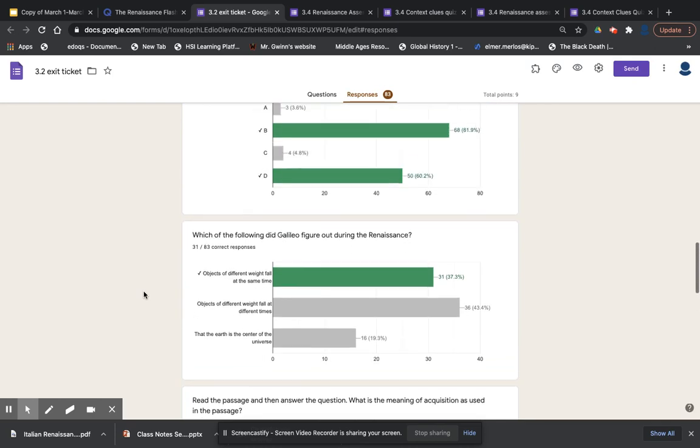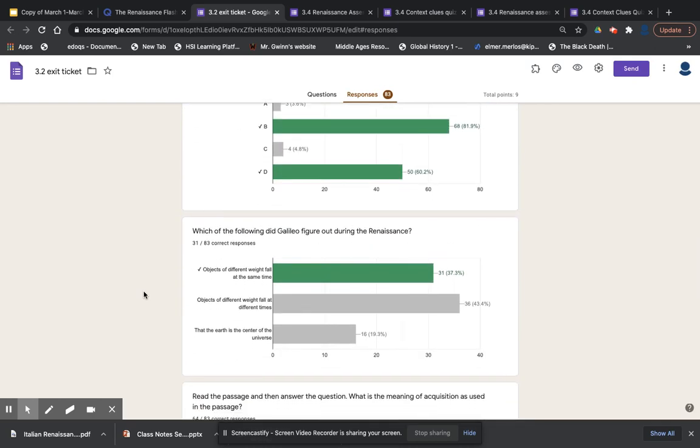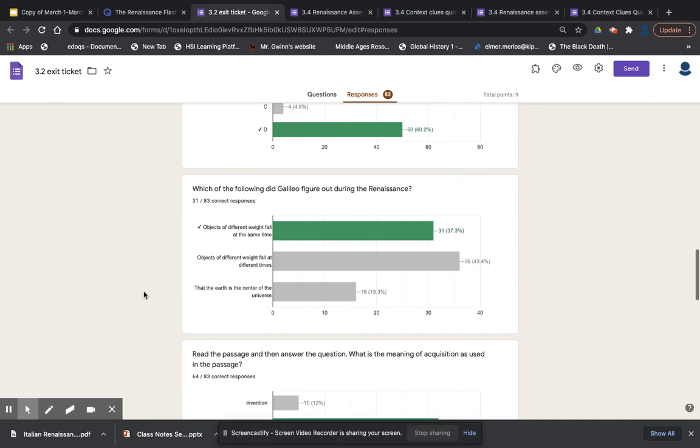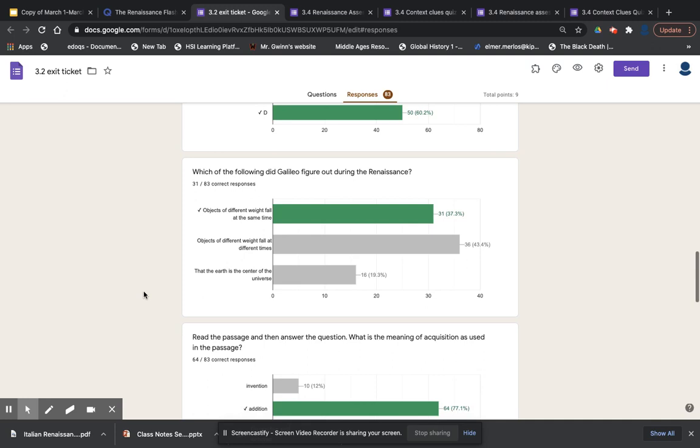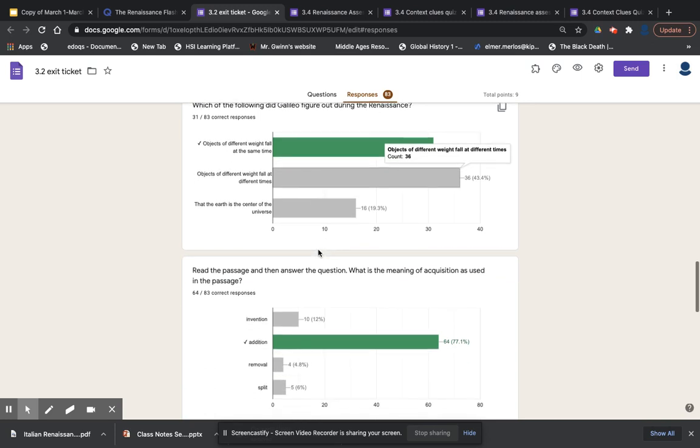Let me keep going here. Which of the following did Galileo figure out during the Renaissance? Galileo figured out that no matter the weight of an object, they fall at the same time. I think most of us got this question wrong because you think that objects fall at different speeds, and they do, right? If you do an experiment with a feather and a stone, the stone is going to fall first. But if you watch that video that I posted in Classroom, you'll see that they should fall at the same time. The feather falls slower because of air resistance.